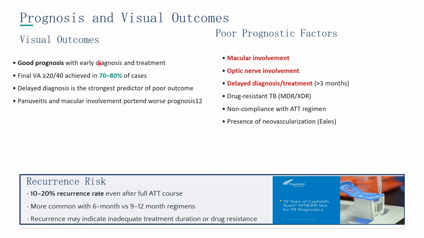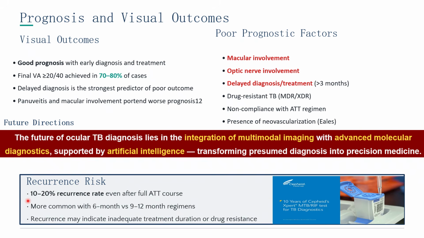So we can achieve up to 70 to 80% success rate, and recurrence can appear in 10 to 20% of the patients after the initiation of anti-tubercular treatment if we prematurely stop the treatment, for example, after 6 months or 8 months. So the recurrence is suggestive of inadequate treatment.